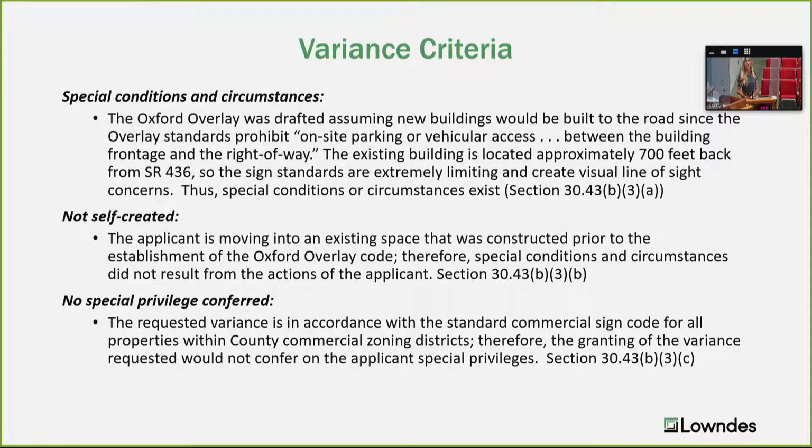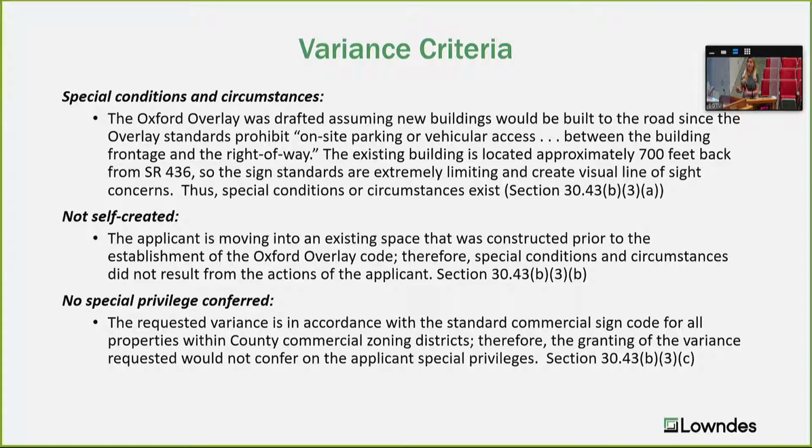So there's a couple variance criteria under your code. The first is that special conditions and circumstances exist. And in this instance, when we went back and forth with staff, the reason they gave a recommendation for approval is because the Oxford overlay was drafted assuming new buildings would be built to the road, since they prohibit on-site parking between the building frontage and right-of-way. So our existing building, since it has approximately 700 feet of setback from State Road 36, the existing sign standards under the overlay are extremely limiting, so we're asking to default back to the code on regular sign standards.